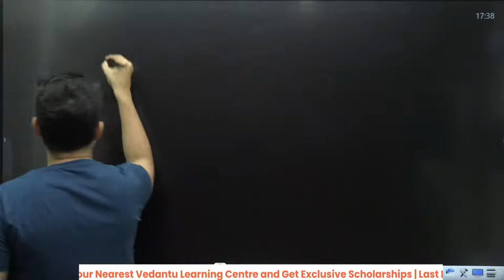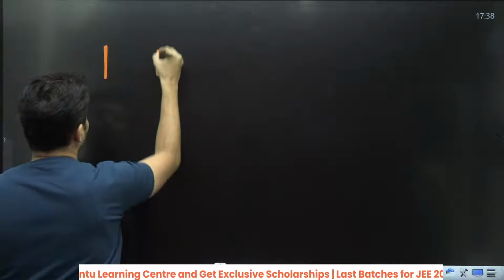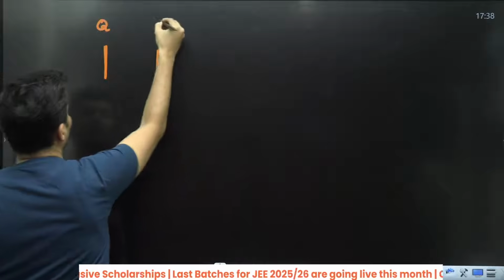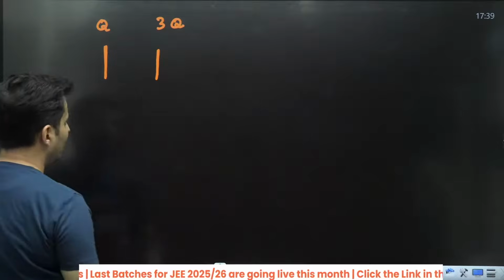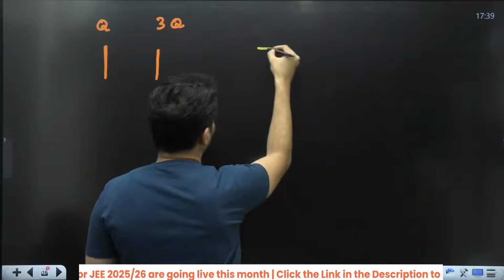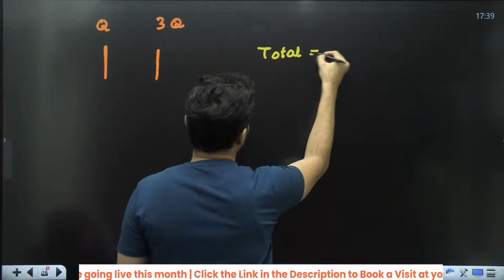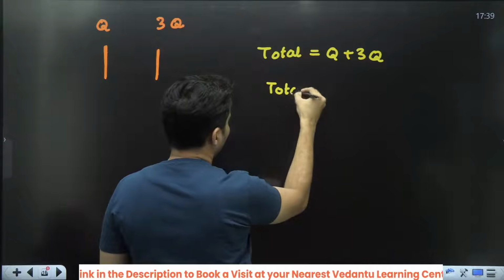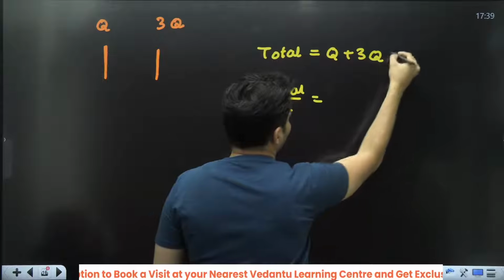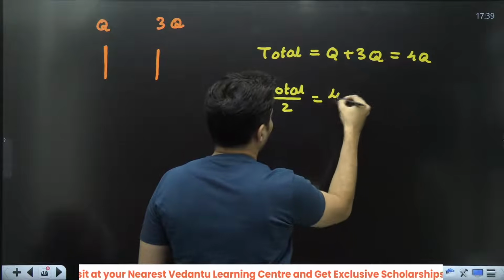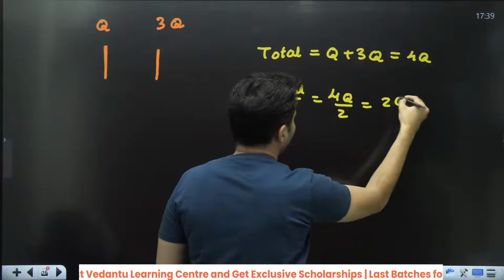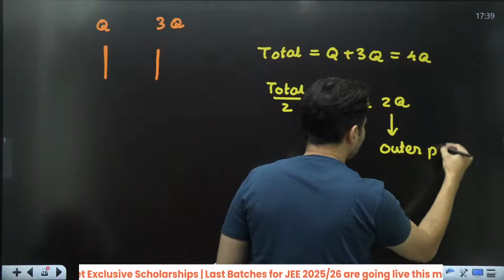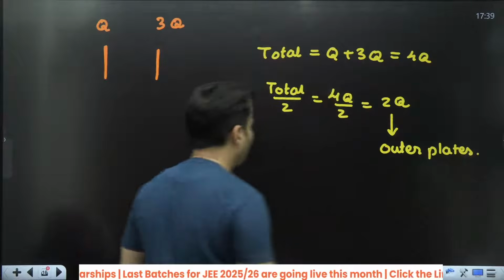See, whenever you have two or more plates and you want to find the charges, for example, this is a charge Q and let's say this is 3Q. These are plate problems. What you do is first find the total charge, which is Q plus 3Q. Then you take the total charge divided by 2, which is 4Q divided by 2, which is 2Q. This 2Q is always on the outer plates.